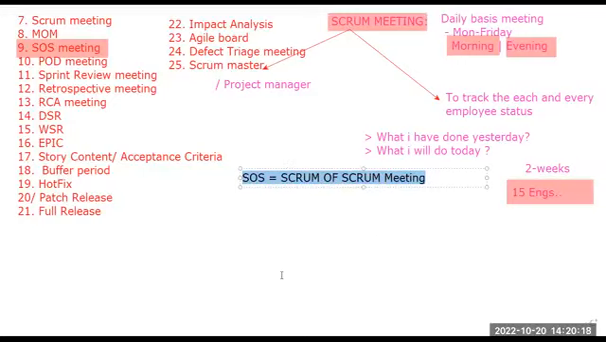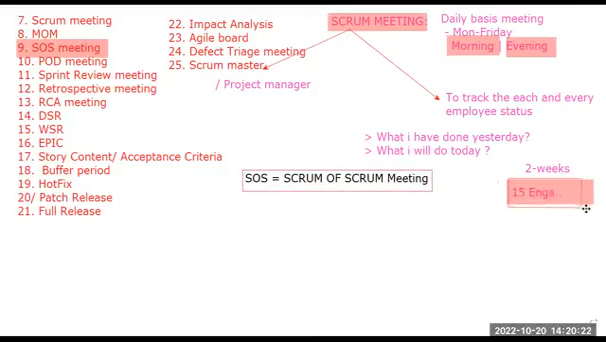Okay, so now let me ask you guys one question. Let's say we have 15 people. Definitely we can track all these 15 employees' status within half an hour or 1 hour. Correct, guys? Usually a Scrum meeting lasts from 30 minutes to a maximum of 1 hour, not more than that. So with 15 employees, we can track all their status in this time.